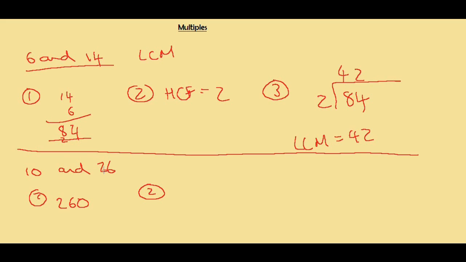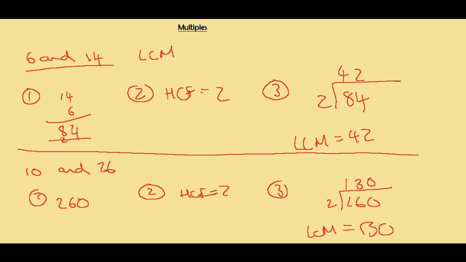10 doesn't go into 26. 5 doesn't go into 26, but 2 does. So 2 is therefore the highest common factor. And lastly, as we've done before, we're just going to do 260 divided by 2, 1, 3, 0. Lowest common multiple equals 130.